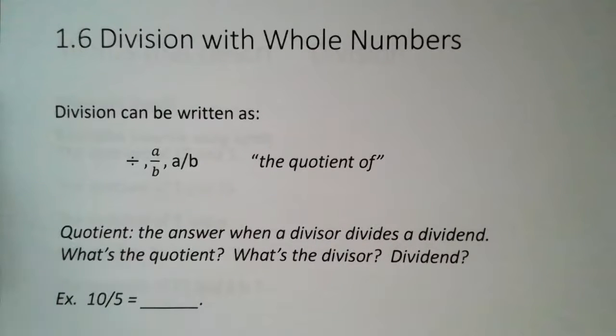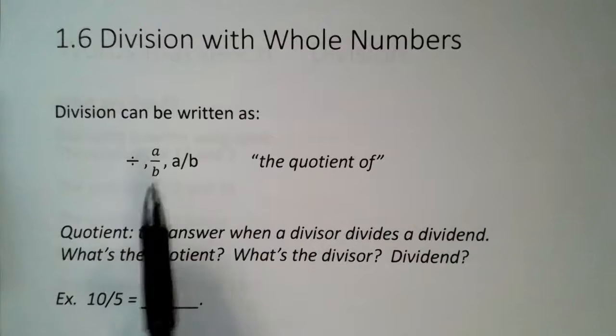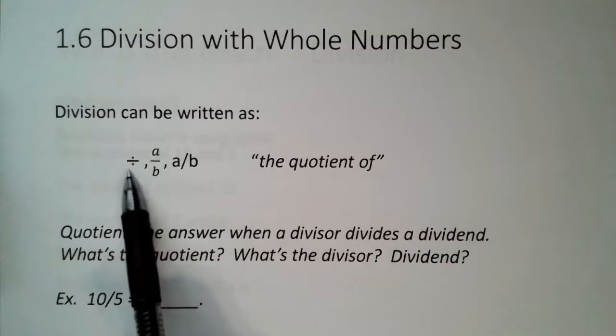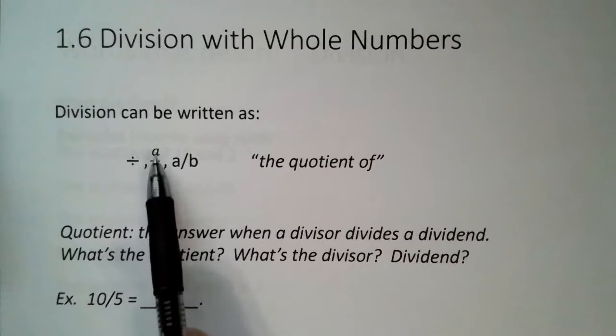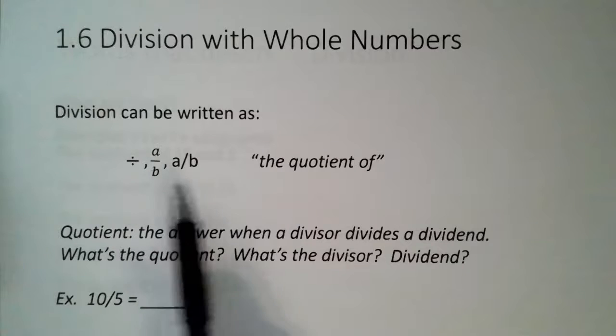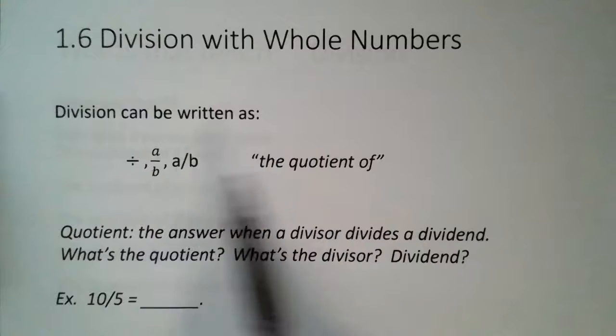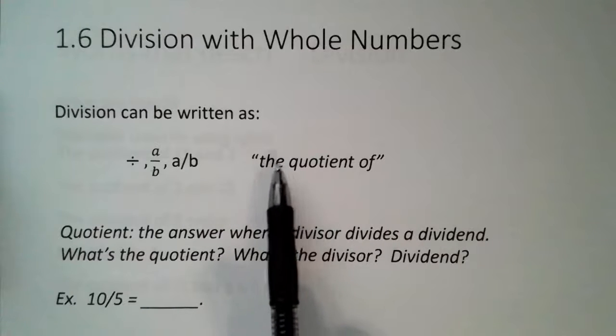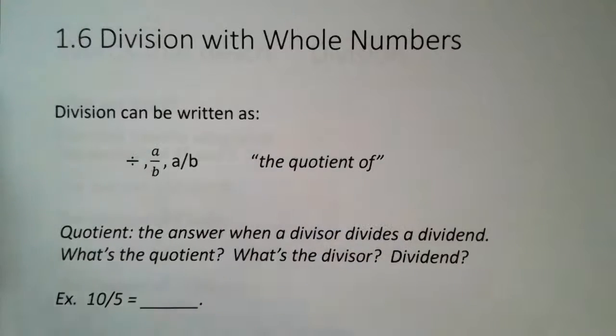Okay, let's begin section 1.6, which is division with whole numbers. And remember, we were talking about this before, where you can write division as either the symbol, one over the other, like as in a fraction. We sometimes use this slant, A divided by B, and then the quotient of, okay?